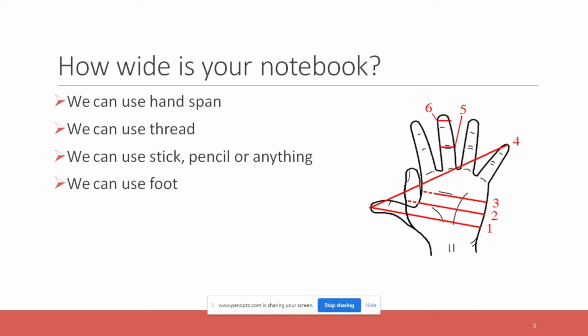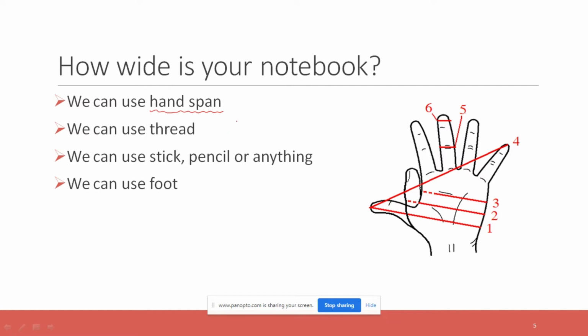Okay, so let us take another example. How wide is your notebook? This is a question for you. How wide is your notebook? You have to tell me how wide your notebook is using your hand span. You have to use your hand span and tell me how wide your notebook actually is.